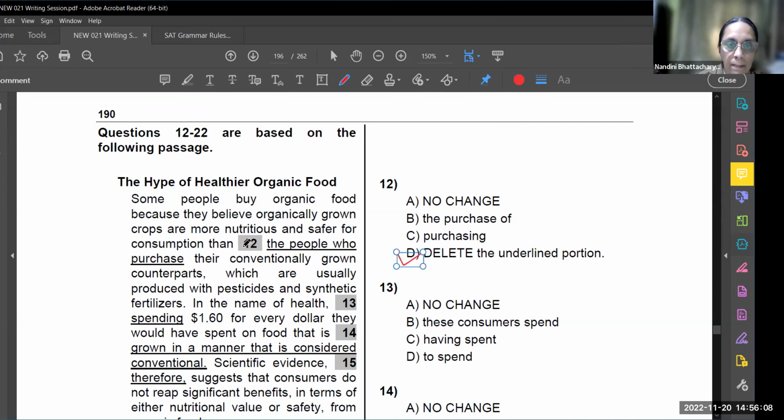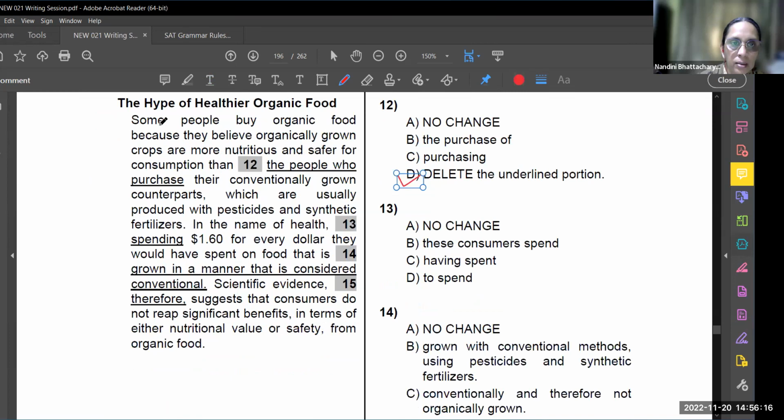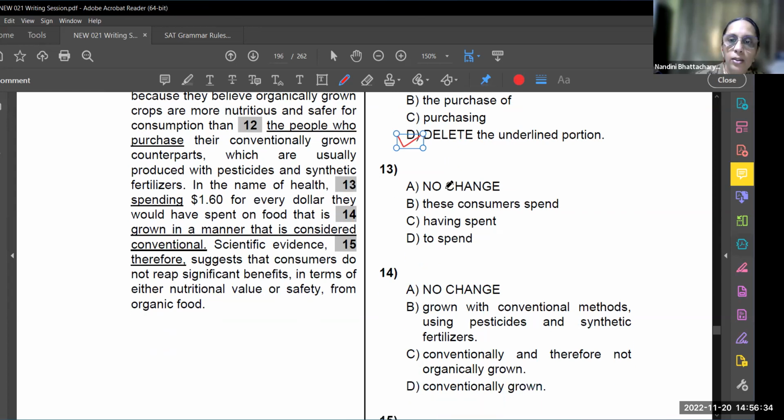Why? Because it's a comparison and we don't need to add. Right. What is it comparing? It's comparing, some people buy organic food because they believe organic crops are more nutritious and safer for consumption than the people who purchase. So it should be than their conventionally grown counterparts. You are not comparing it to the people. Okay, number 13.